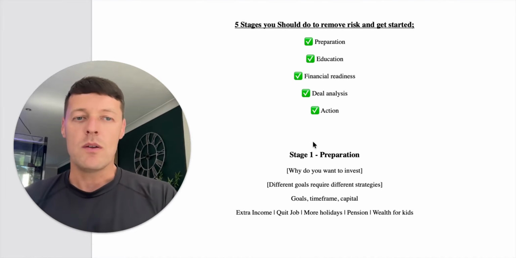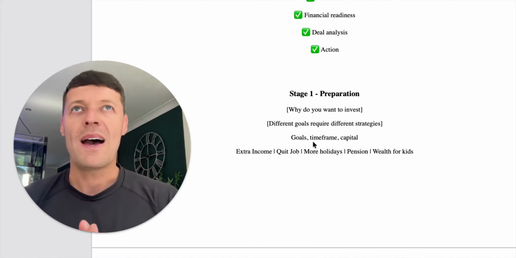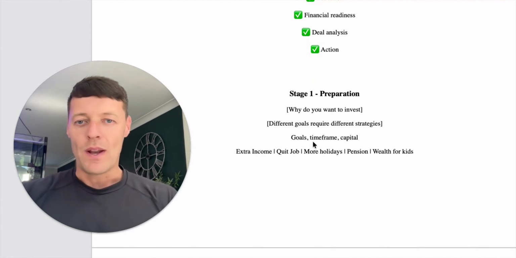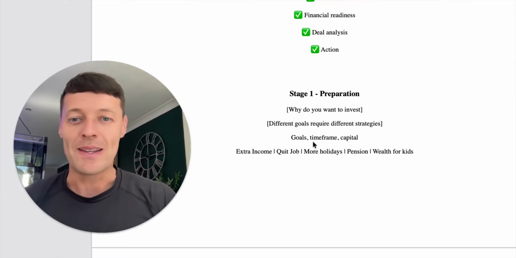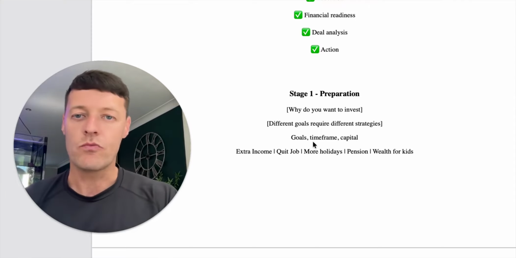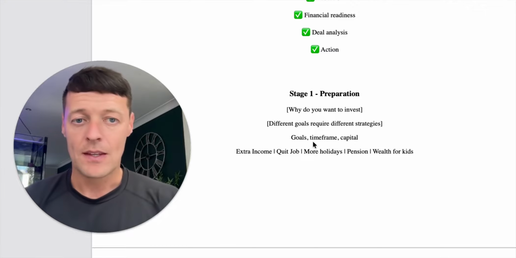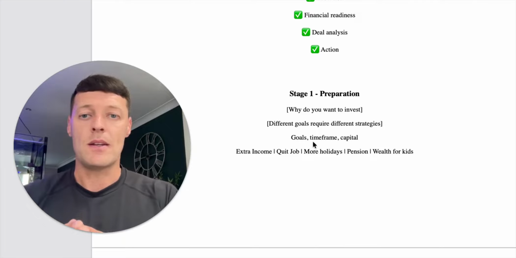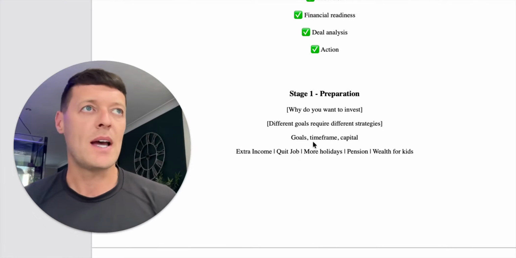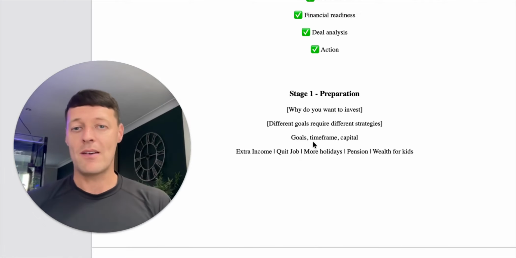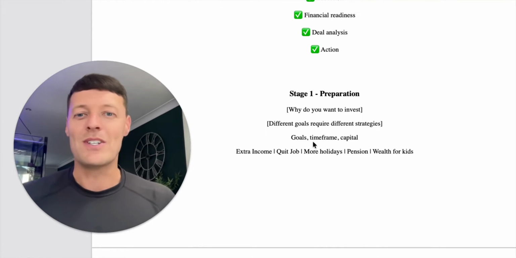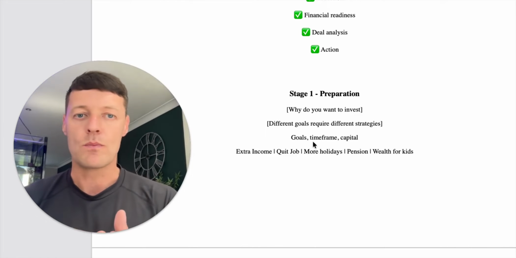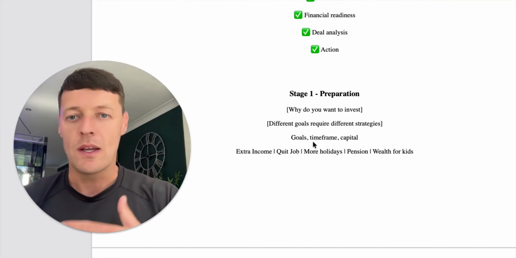So stage 1, preparation. Why do you want to invest in property? This is one of the first things that I ask people when I jump on calls on a daily basis, because different goals require different strategies. Okay, so depending on what you want to achieve with property, depending on the time frame, how much capital you have, where you live, how much time you have or don't have, your work situation, all of these things make a big difference when it comes to the strategy that you will adopt.